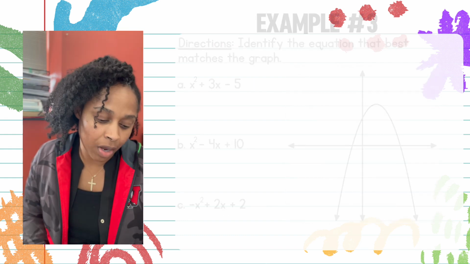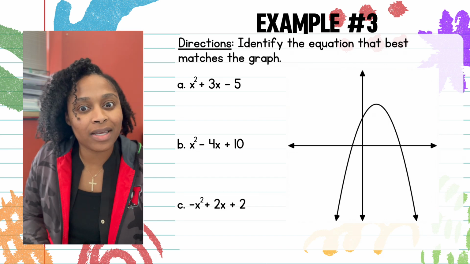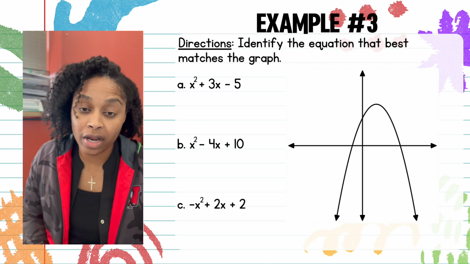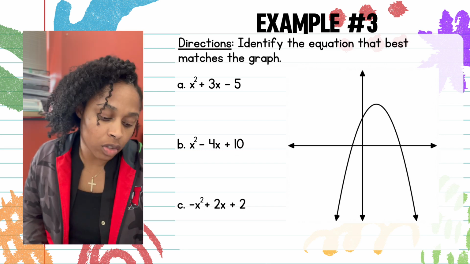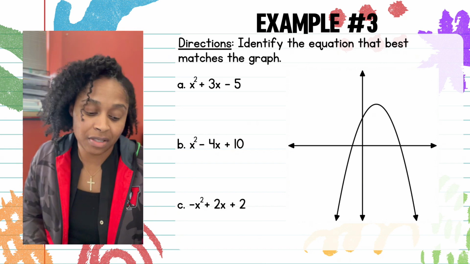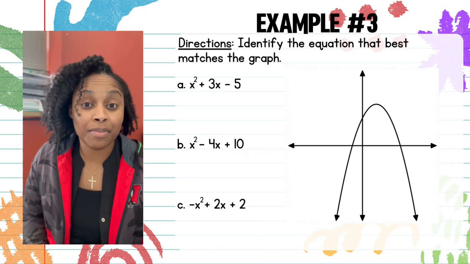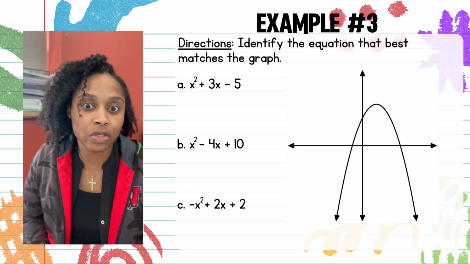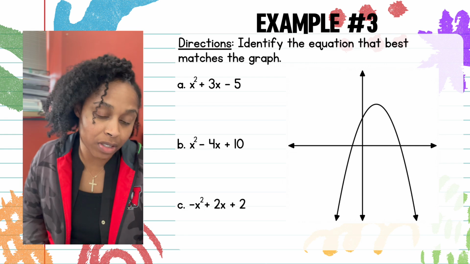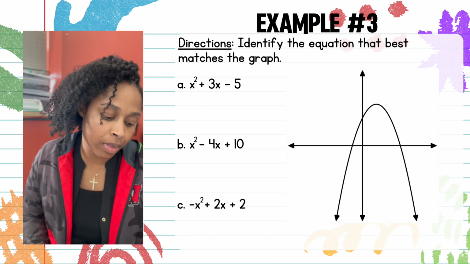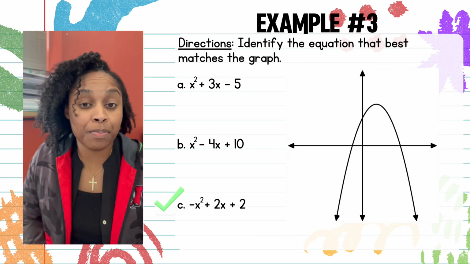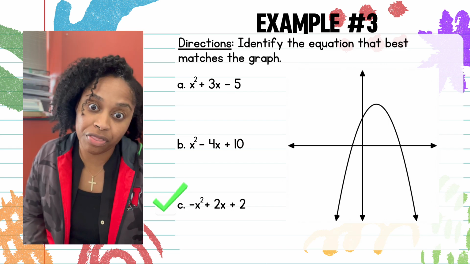Example 3. All right, we have a graph, and the graph is facing downwards. It is concave down. We know that this is a quadratic or a parabola because of the shape. We want to identify the equation that best matches the graph. We see that the graph is facing downwards, and that shows me that my leading term must be negative. Choice A has a positive leading term. Choice B also has a positive leading term. For choice C, I have a negative leading term, which means choice C is the best equation that will match up with the graph.